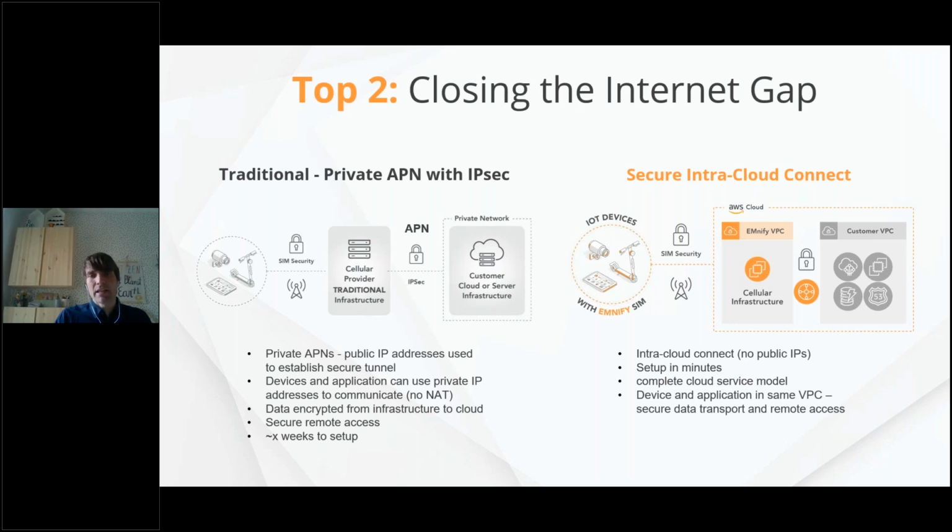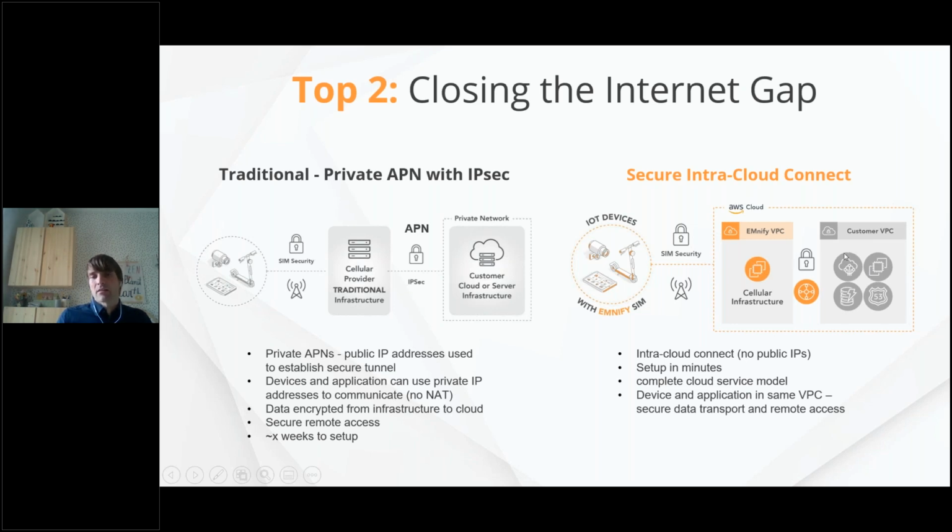Now, what's possible if your infrastructure is in the cloud? You have cellular cloud platform providers like MNIFI that are able to give you intra-cloud connect. Actually, in the MNIFI case, our cellular connectivity infrastructure is already on Amazon, and we are already securing all the path up to Amazon. So there is no public internet anymore between the cellular infrastructure and your application.